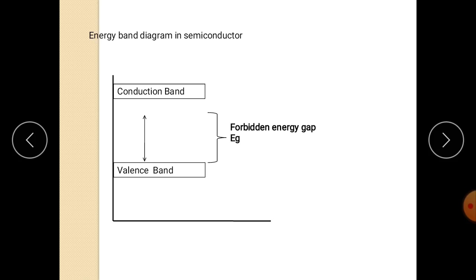On the basis of energy band diagrams, semiconductors can be defined as those materials which at room temperature have a partially filled conduction band and a partially filled valence band, and a narrow forbidden energy band gap. This energy band gap is of the order of 1 electron volt.